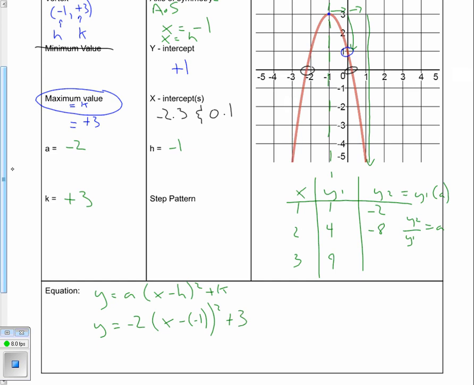Okay, so we can simplify this piece in the middle here. So we end up with y is equal to negative 2 times (x, and negative 1 times negative 1 is actually plus 1) squared plus 3. So our equation for this particular parabola is given to us right there. So by looking at the parabola, identifying the vertex, figuring out the h, k values, and looking for the y-intercept and the axis of symmetry and so forth, we can derive the equation of a parabola.